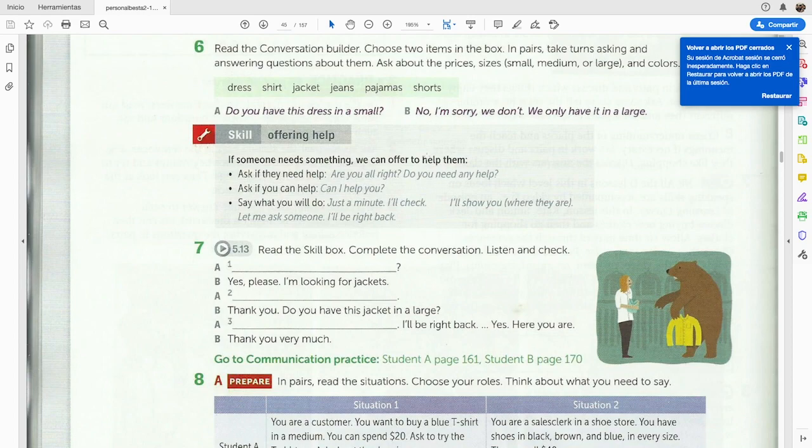Okay, let's see. Here says, read the skill box and complete the conversation. Listen and check. The first one, yes please, I'm looking for jackets. So which expression do you think you need to use here to complete this dialogue? Maybe, can I help you? Maybe you go to a store, for example, and somebody asks you, can I help you? Yes, please, I'm looking for jackets, you say.